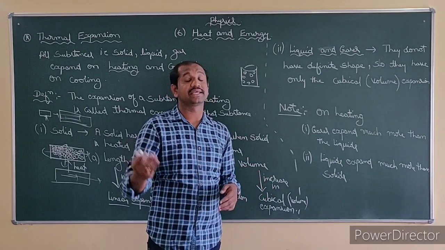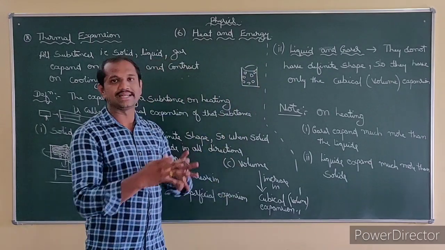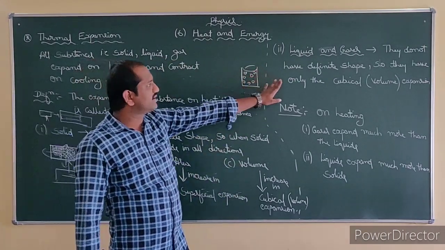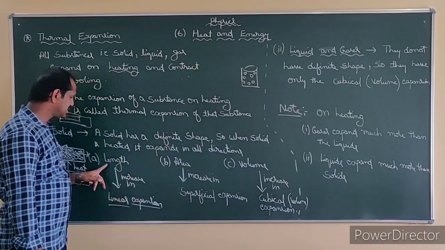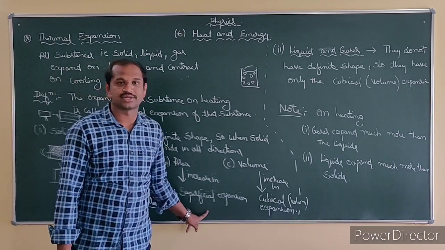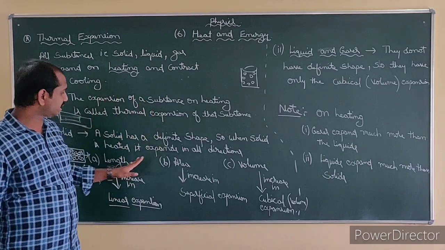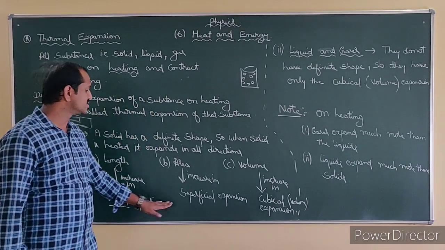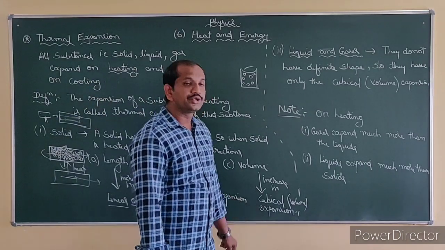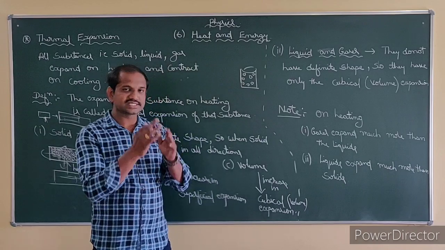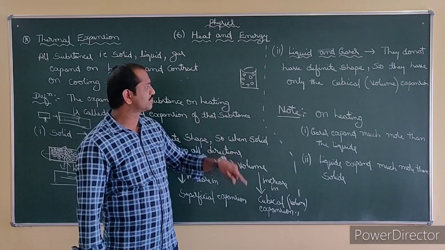In the liquid it is better. In gas, it has a random motion. All the molecules have a random motion, not tightly packed. So they do not have a definite shape, so they have only cubical expansion. In the case of liquid and gas, there is no linear and superficial expansion because they don't have a definite length, in the sense they don't have a definite size and shape, right? So there will be no linear expansion and superficial expansion. Only there will be a volume expansion, that is cubical expansion. This is the main difference between the thermal expansion of solids and that of liquids and gases.